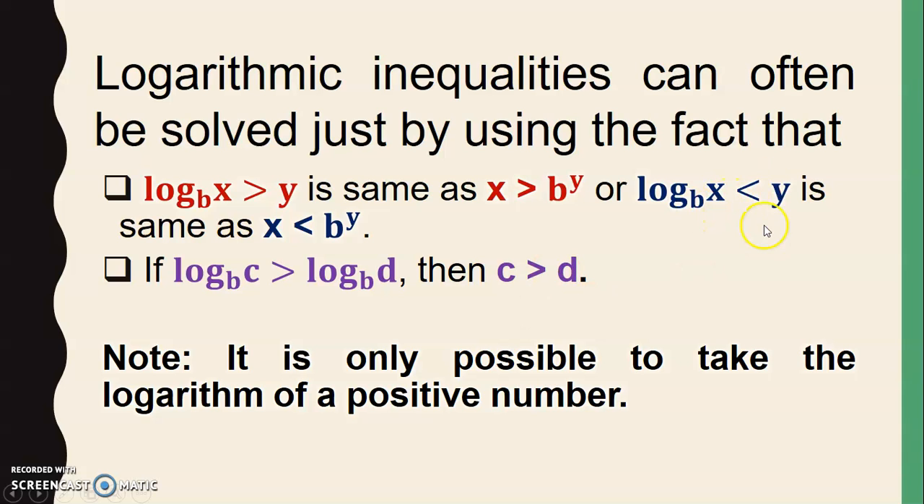If it is less than, it should be less than also. If it is greater than, it should be greater than also. Another, if log of c to the base b is greater than log of d to the base b, then c is greater than d. So if there is a log on the left and on the right, both sides have a log, then automatically just copy the argument of the logarithm, the c, then copy the inequality symbol, and the d. So c is greater than d.